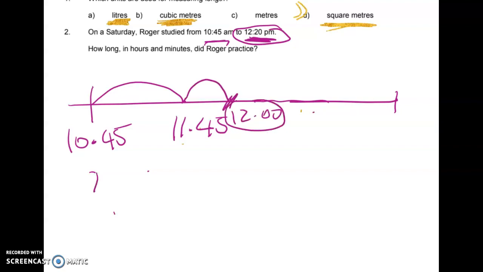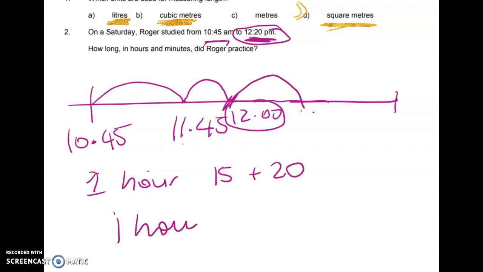Right, so I'm up to 1 hour, 15 to get to here, and then I want to get another 20. So that gets me 1 hour, 35 minutes. All right, so either of those methods is fine, but the number line really helps when we're doing more complicated ones like that. So he practiced for 1 hour, 35 minutes. As usual, make sure you give your units.